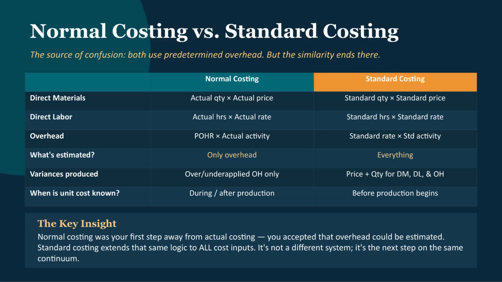Let's dive into this essential comparison. On the left, normal costing employs actual direct materials and labor with overhead applied via a predetermined rate, producing only overhead variances. On the right, standard costing uses predetermined rates for all components, direct materials, labor, and overhead, resulting in multiple variances for price and efficiency. Notice that under standard costing, unit cost is known even before production begins, which is invaluable for pricing decisions. Study it carefully to understand each diagnostic measure.